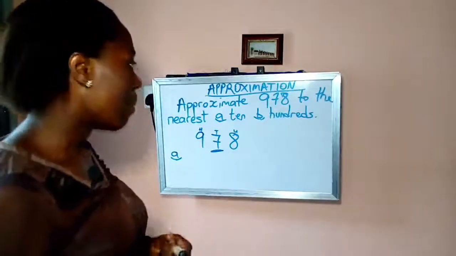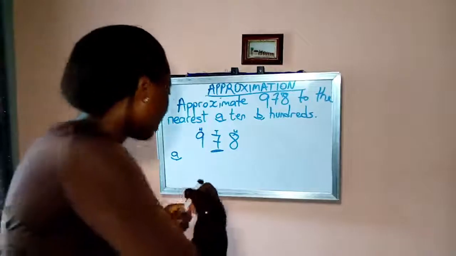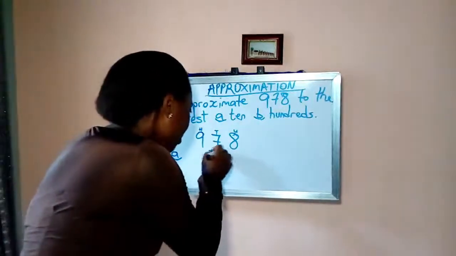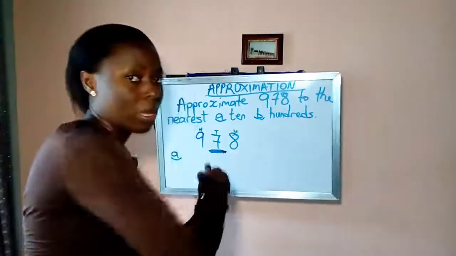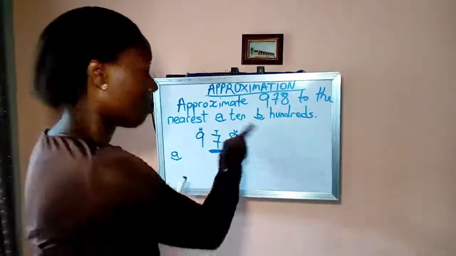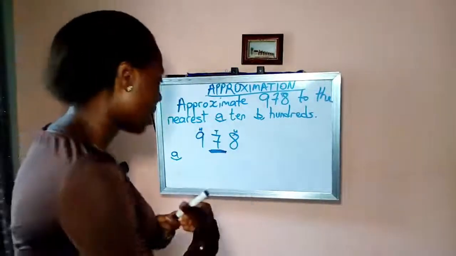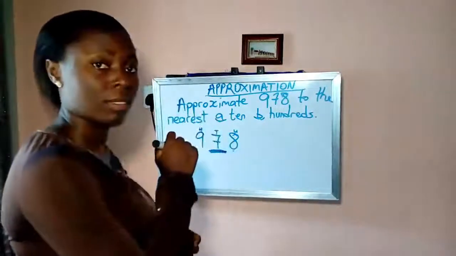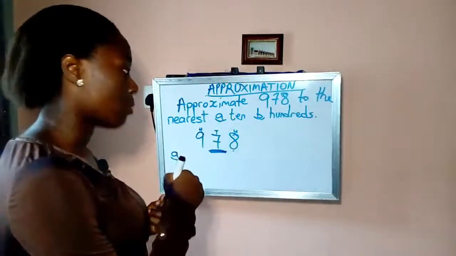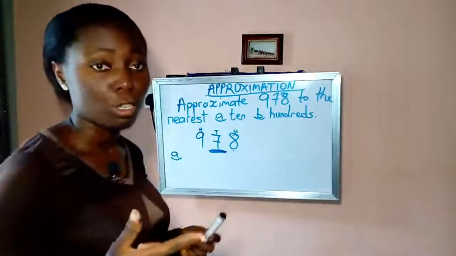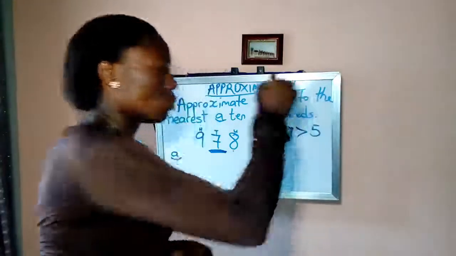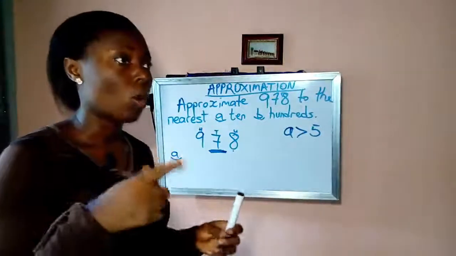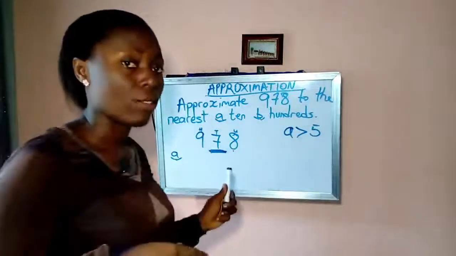Now remember again that our 7 is in this 10 position, but we always look at the number behind it. We always pay attention to the number directly behind it. The number directly behind it is 8. And in our last class, remember we talked about approximation. If a number is greater than 5, what do you do? You round it up to 1 and add it to the number in front.